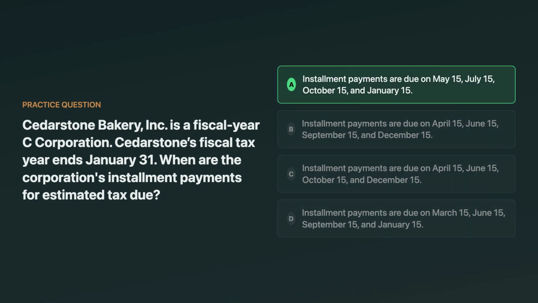The correct answer is May 15th, July 15th, October 15th, and January 15th. Corporate estimated tax installments are due the 15th day of the 4th, 6th, 9th, and 12th months of the corporation's tax year. A tempting wrong answer is the April, June, September, December pattern, but that's the calendar year rhythm, not a January 31st fiscal year.